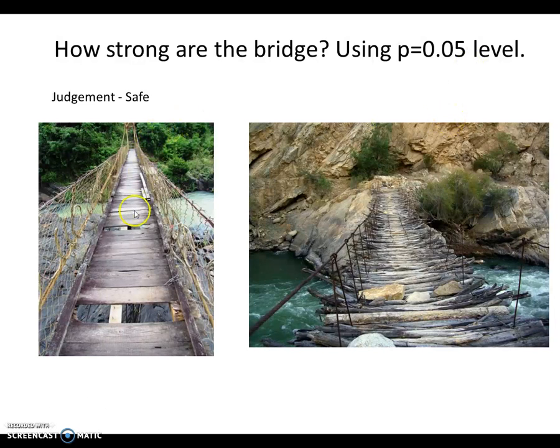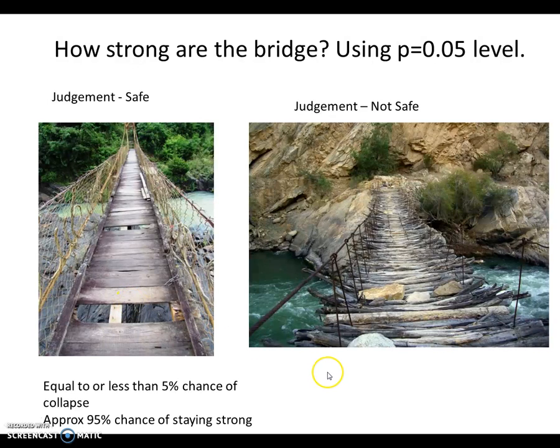They find this bridge is safe, this bridge is not safe. They've categorized it. Safe, not safe. What they're saying is there is equal to or less than 5% chance of collapse, okay, but no greater. There's not a 6% or 7%, 8%, 9%. There's not a greater than 5% chance of that bridge collapsing. So there's a 95% chance of that staying strong.